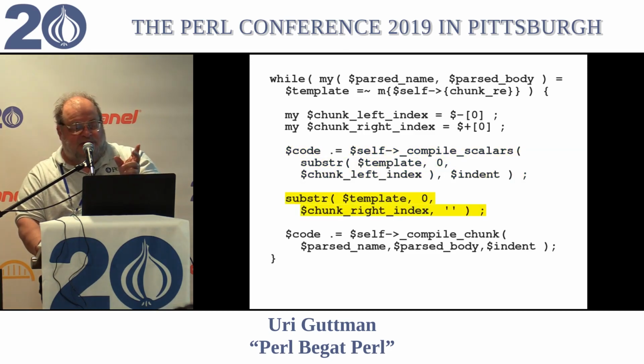Then this substr deletes that in the template, I mean, the chunk, because I already have the chunk in parse body. This is basically saying assign to the template starting at 0, the null string, and it's going to end at the right index, which is the end of the matched chunk. So basically we're chopping off the template, plain text and scalars, chunk, text and scalars, chunk, text and scalars, chunk, in a loop.